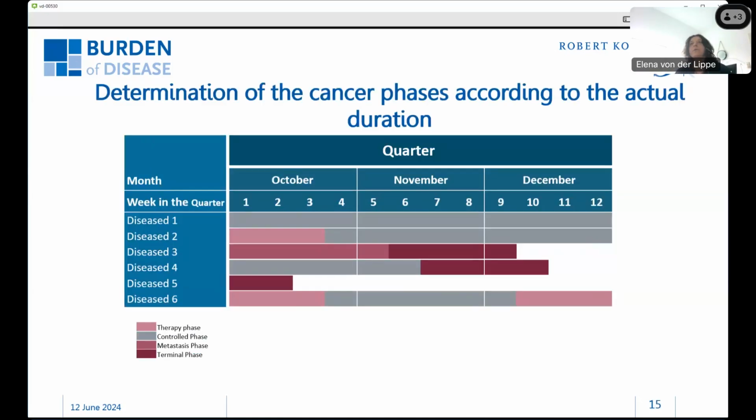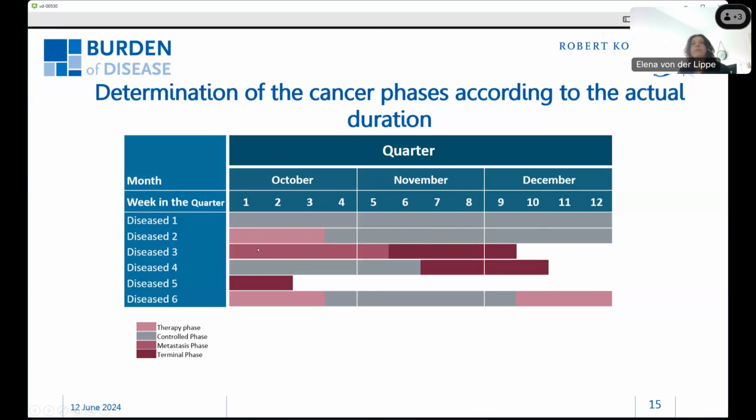So this is an example of how it could look theoretically. This is 1 quarter, 3 months, each month 4 weeks, and we have the different diseased persons. So it could appear that for the whole quarter, a person is in the controlled phase, there is no treatment received. Then it could be that the status changes, and for instance here a person has a therapy phase where a kind of therapy is recorded, and then for the rest of the period no therapy was recorded, so the person was considered to be in control phase.